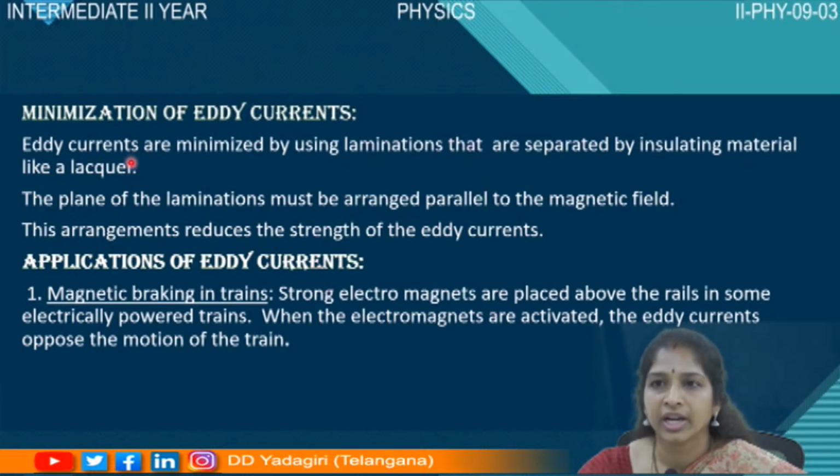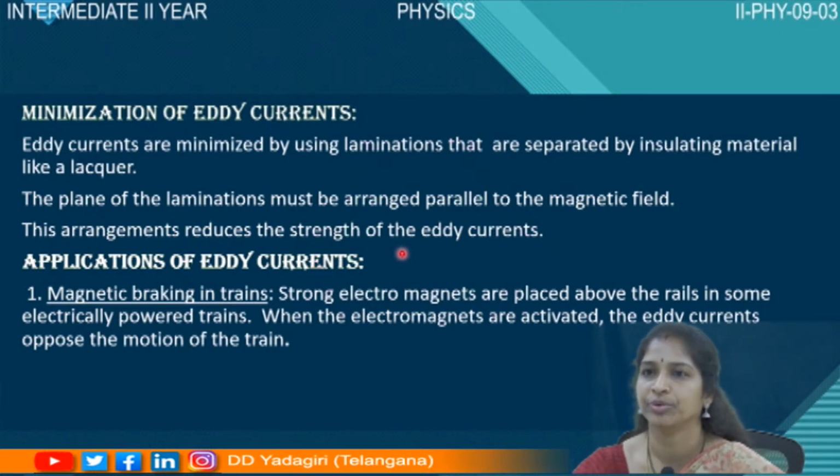Eddy current will generate heat. Due to that, the efficiency of electric motors and transformers may reduce. So it is a must to minimize these eddy currents. So how can we minimize them? With the help of laminations. But how are these laminations prepared? With the help of a material that is lacquer. So the plane of these laminations must be placed parallel to the magnetic field, and the strength of the eddy current can be reduced.